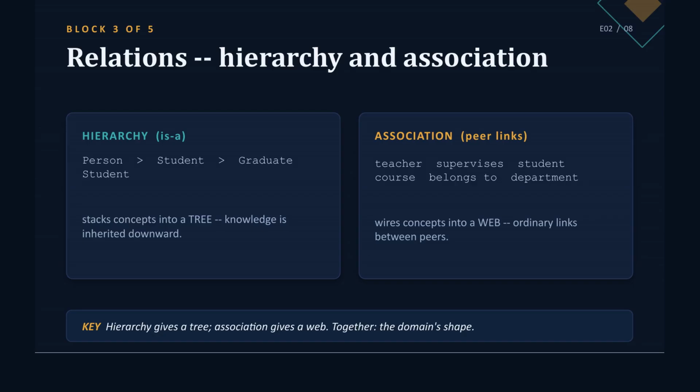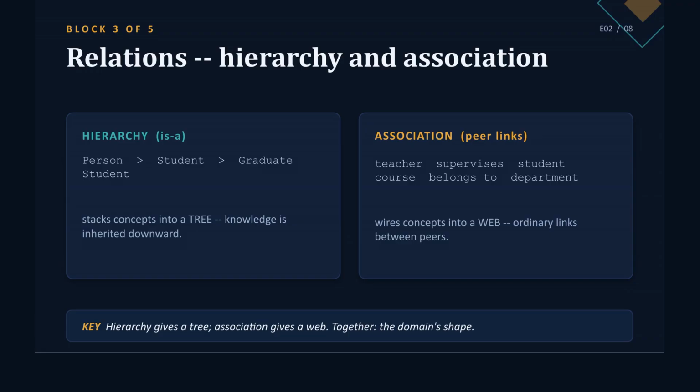Block 3, relations. If object attributes are the individual links, then relations are the overall structure that all those links create together. 2 patterns tend to dominate. The first is hierarchy, the is-a relation.